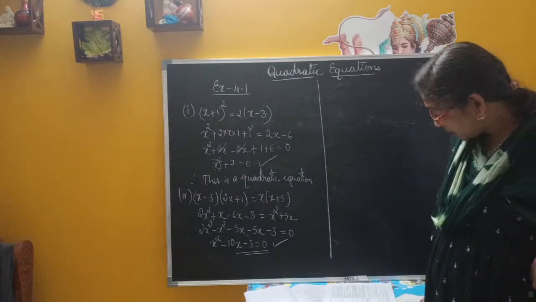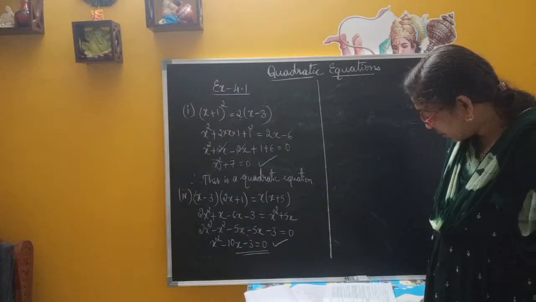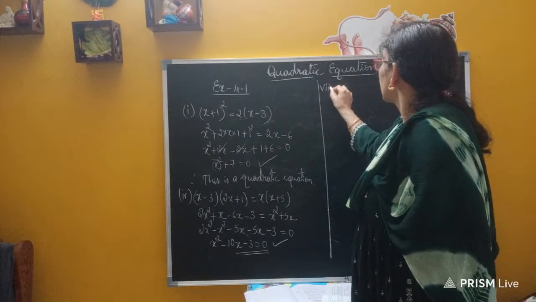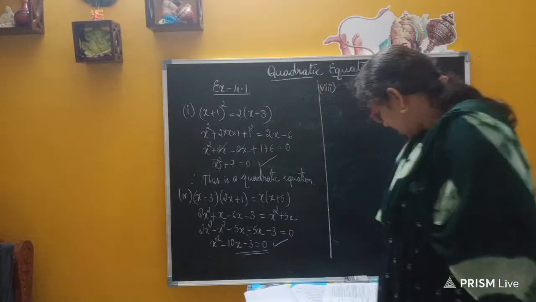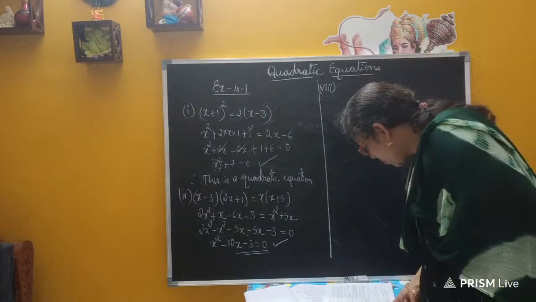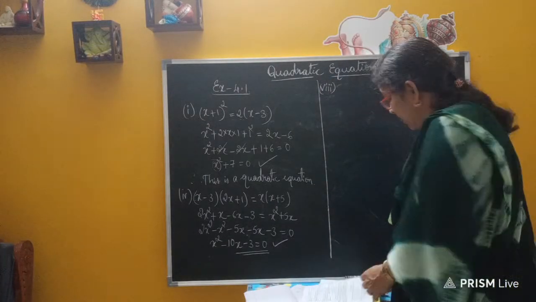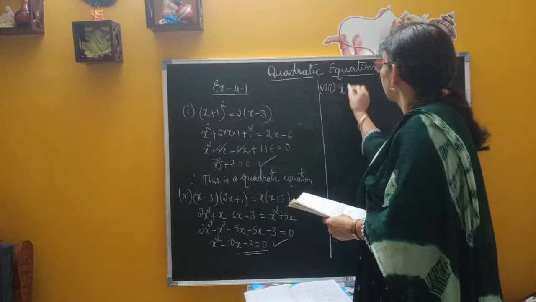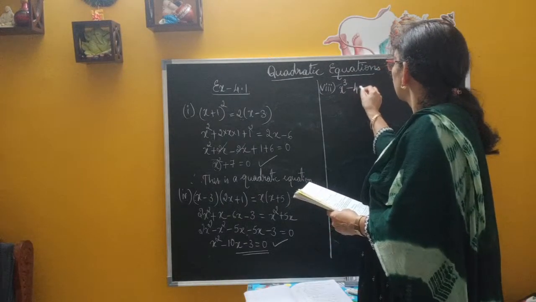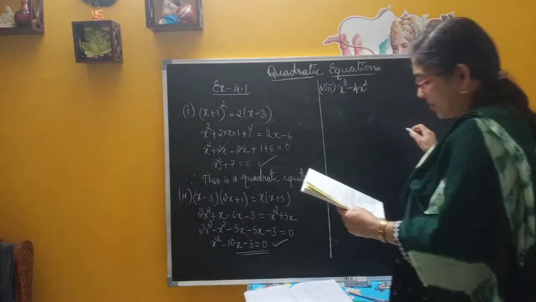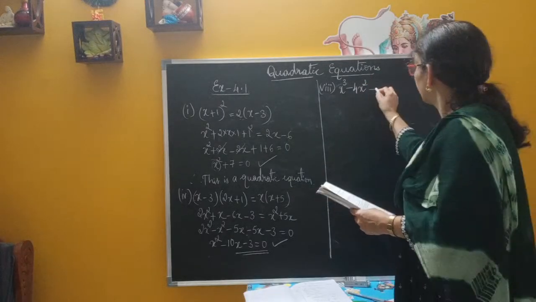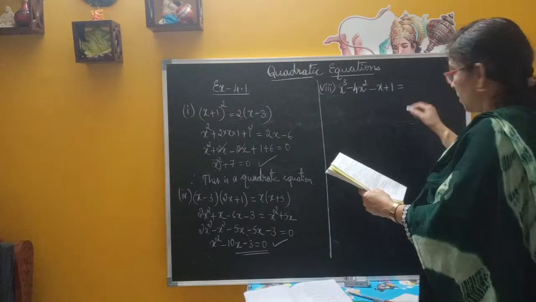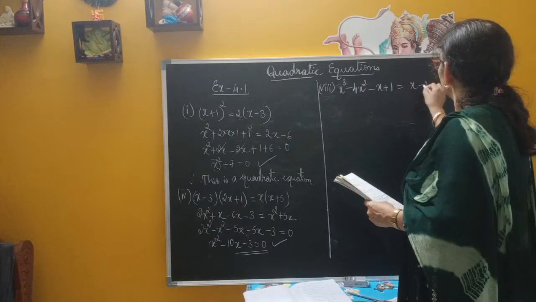Let us take the last one in this main. It is the eighth problem in the first main. That is x cube minus 4x square minus x plus 1 is equal to x minus 2 whole cube.